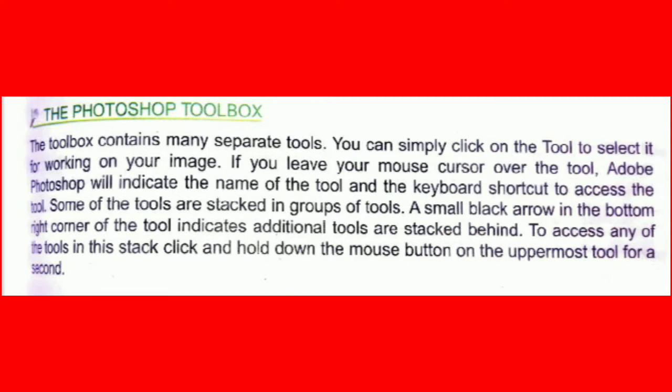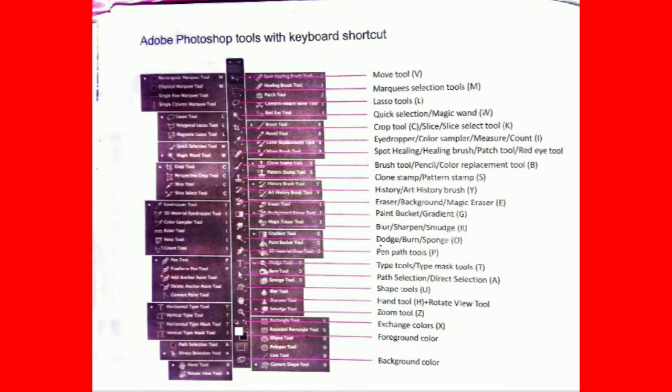Some of the tools are stacked in groups of tools. A small black arrow in the bottom right corner of the tool indicates additional tools are stacked behind. To access any of the tools in this stack, click and hold down the mouse button on the uppermost tool for a second. Adobe Photoshop tools with keyboard shortcuts are given here. Please go through each and every tool.